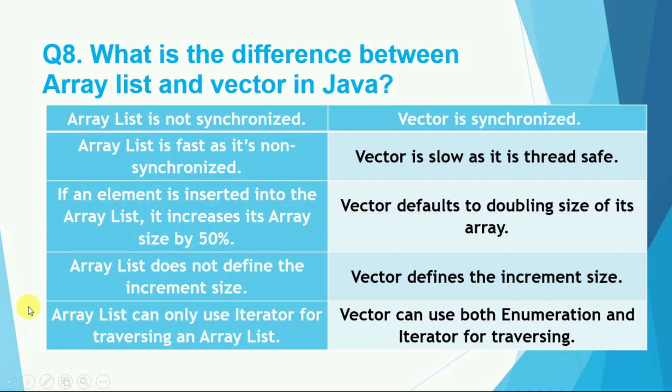Next, ArrayList does not define the increment size. We don't need to define any increment size in ArrayList, it increases automatically. In Vector we need to define the increment size. In ArrayList we can only use an iterator for traversing, while in Vector we can use both enumeration and iterator. We will discuss this in our next video, but you should know the difference between ArrayList and Vector. Okay, I hope you understood.